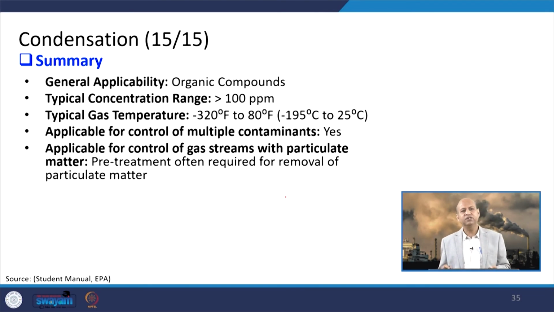Okay. So, in summary we can say that these condensers are very good for recovering organic compounds, and the typical concentration range for them is more than 100 ppm, then it is efficient to recover them. The typical gas temperature is around minus 195 degrees Celsius to 25 degrees Celsius as per the system, and it can be applicable for controlling multiple pollutants. Pre-treatment is required for removal of particulate matter for efficient working of the condensation system, so that it works only for the gas, otherwise it would be difficult, or the efficiency will be reduced and the system may also be disturbed. Well, this is all for today.